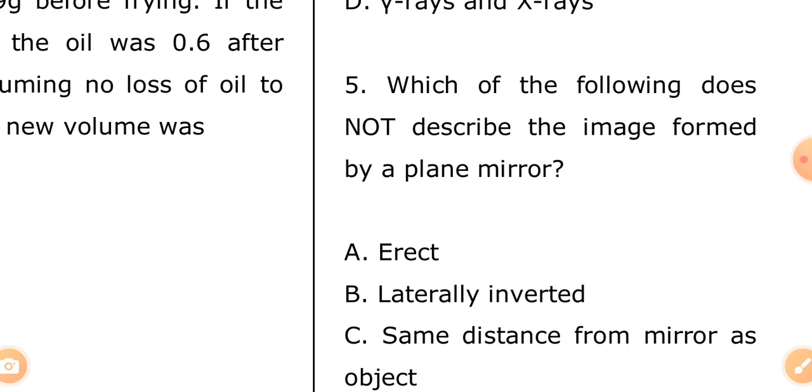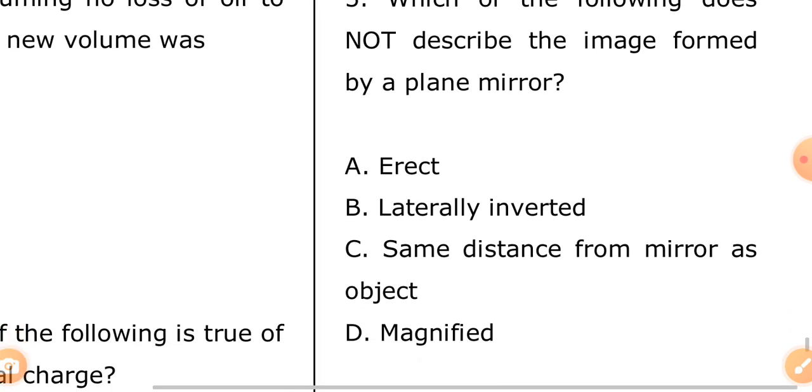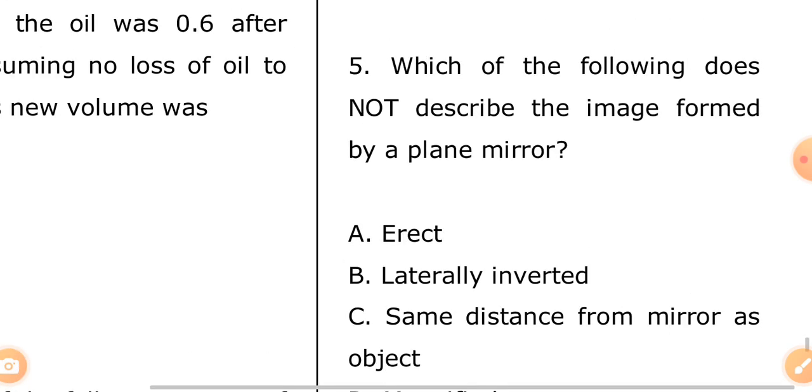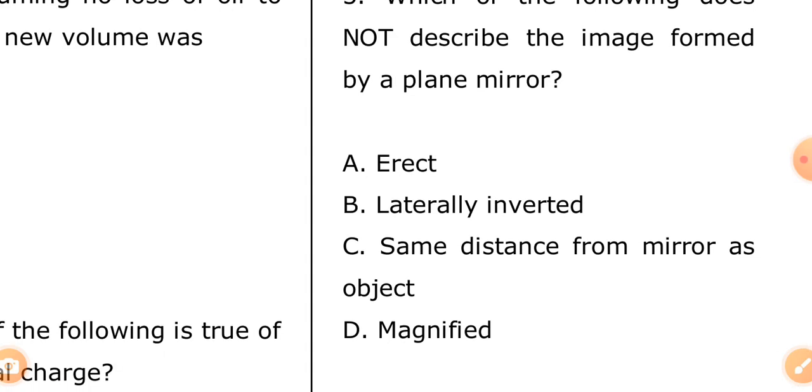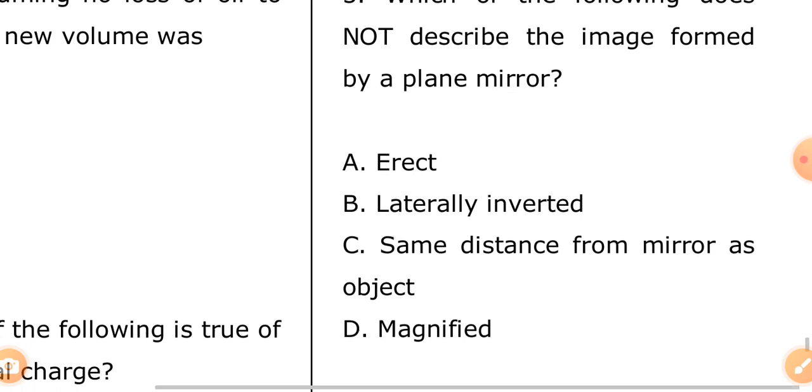Which of the following does not describe the image formed by a plane mirror? A. Erect. B. Laterally inverted. C. Same distance from mirror as object. D. Magnified. Which of the following does not describe the image formed by a plane mirror? The image is erect, the image is laterally inverted, the image is magnified, but the image is not the same distance from the mirror as the object. Okay.